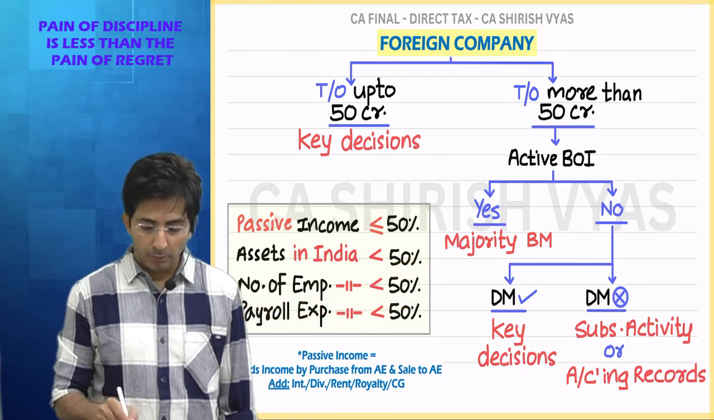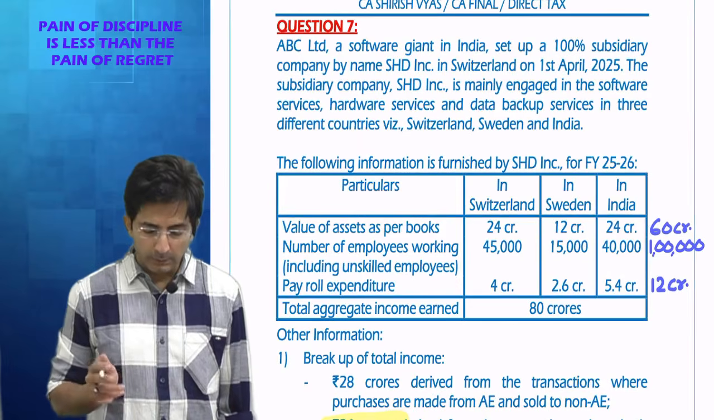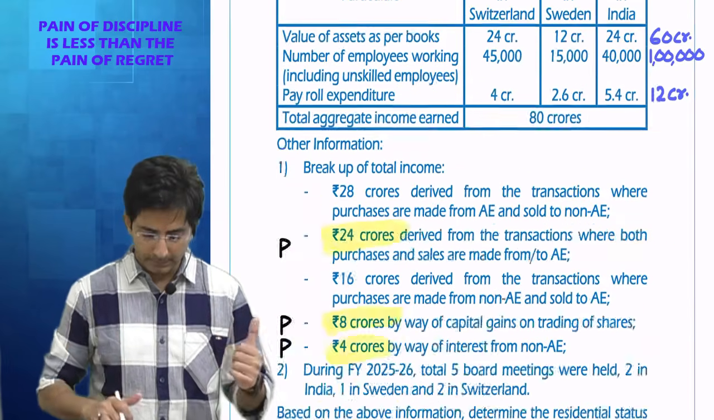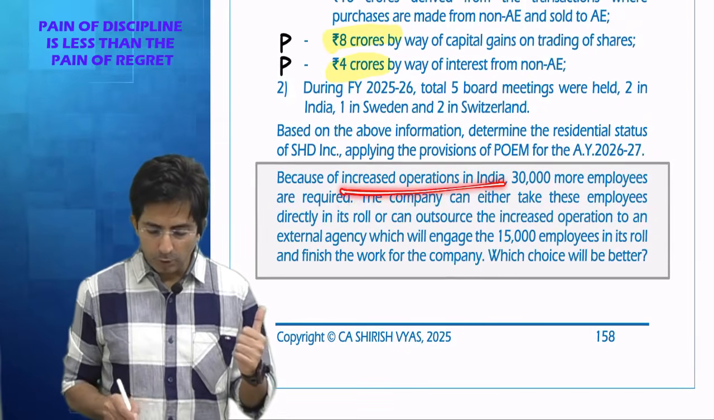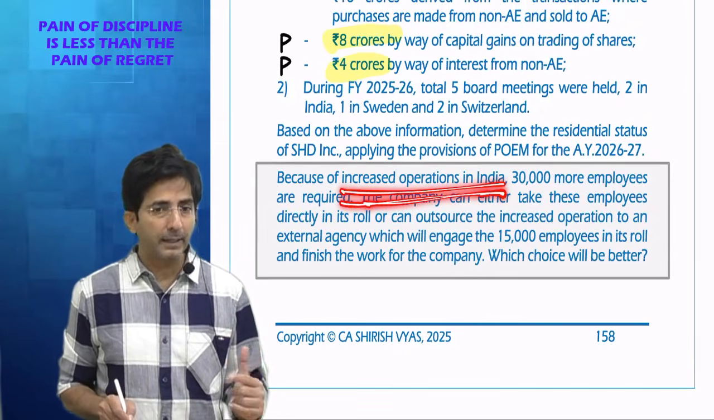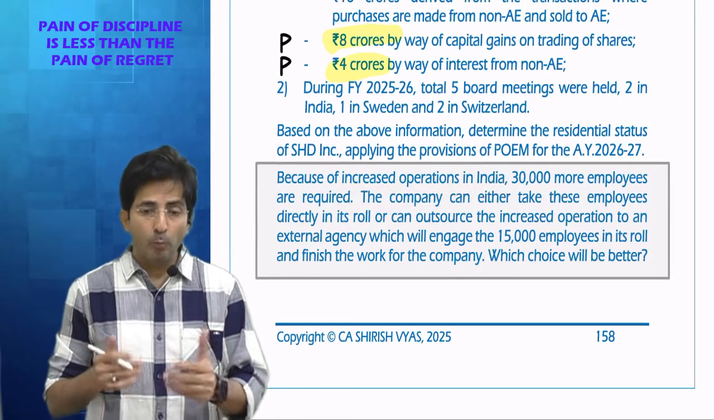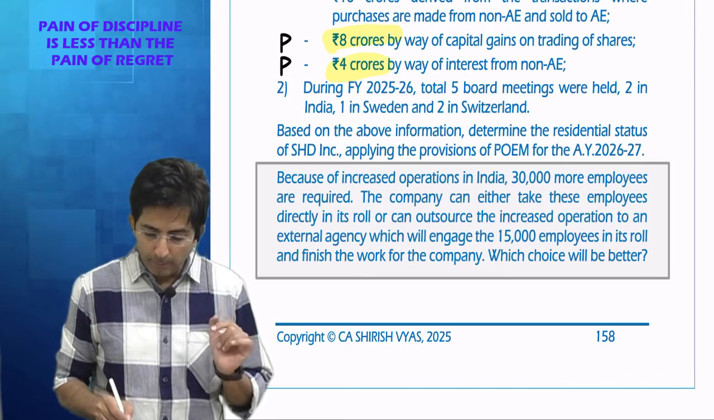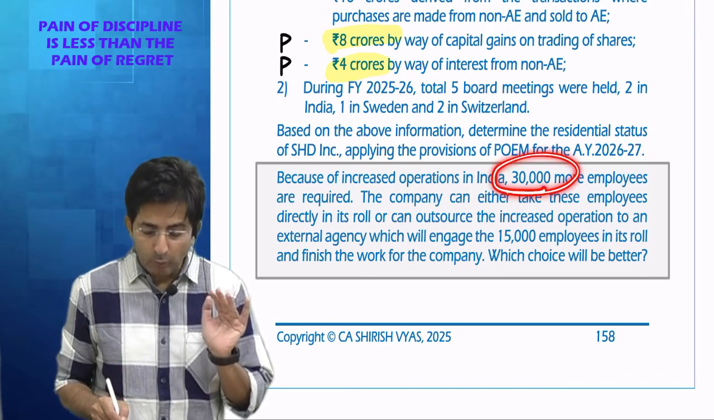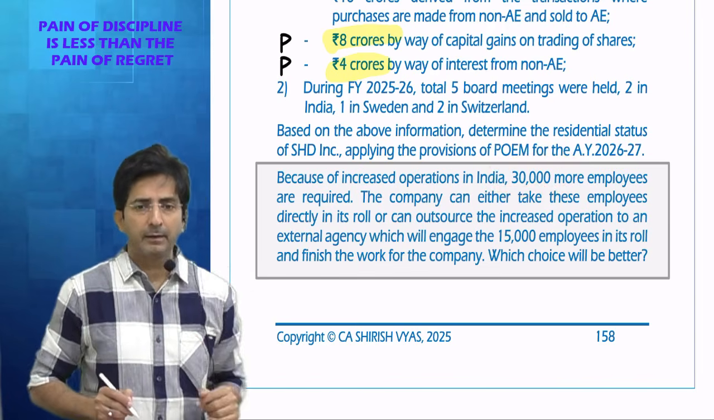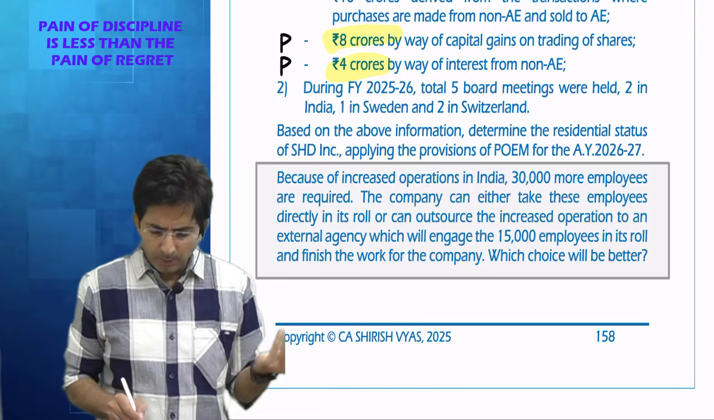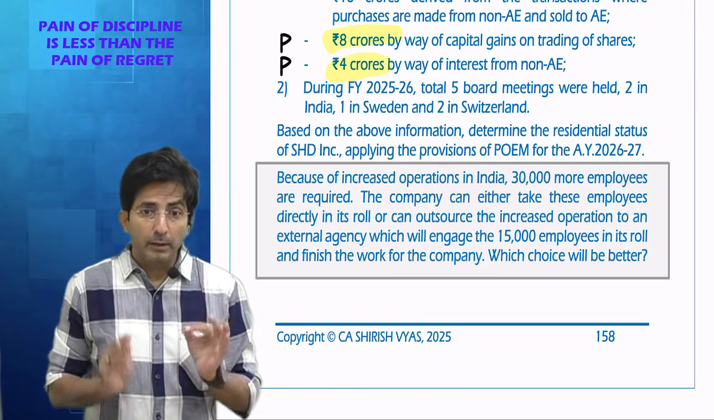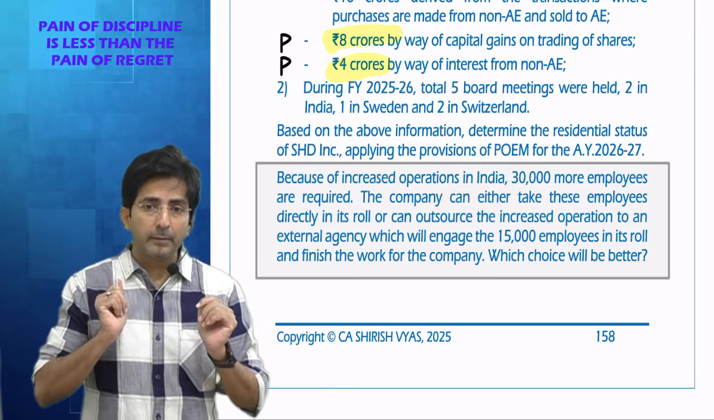Okay. So, but tell me, how do I know all this? Because they have clearly said that they are getting more work in India. See, they have written, increased operations in India. So, getting more work in India, and to do more work in India, they will need more employees. And you know how many more employees they will need? 30,000 more employees in India they will need. Why am I saying in India? Because this increased operation is to be done in India. So they will need 30,000 more employees in India.